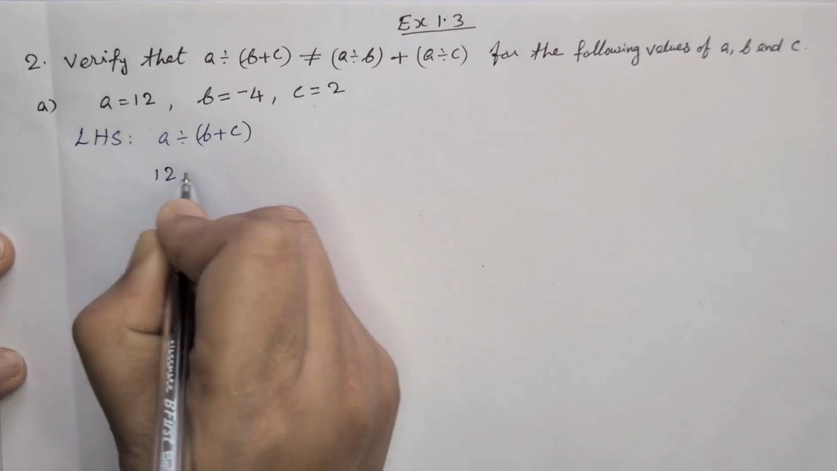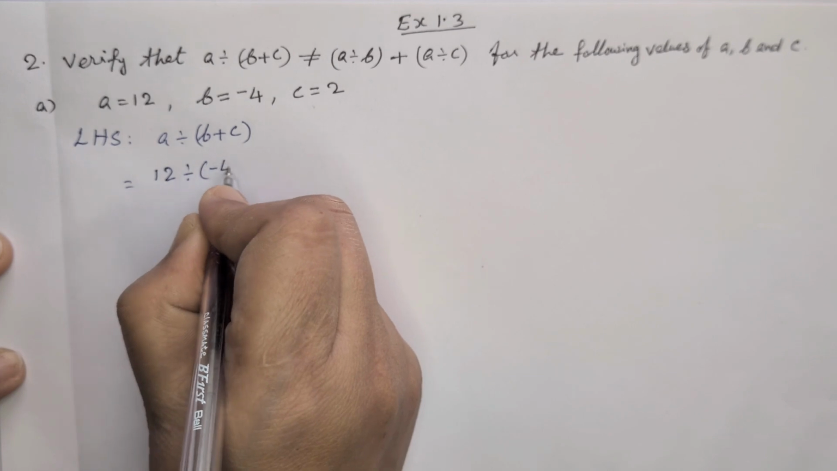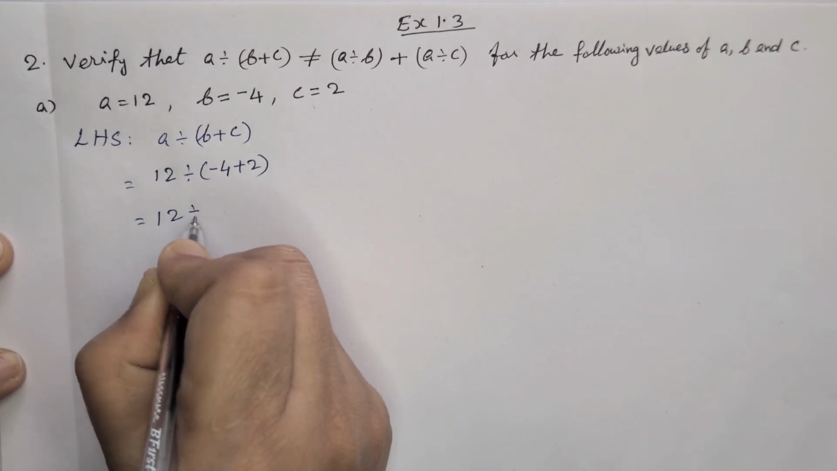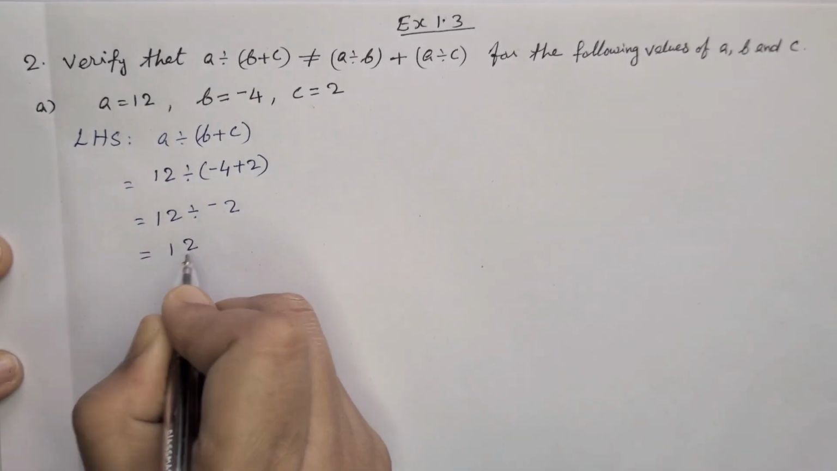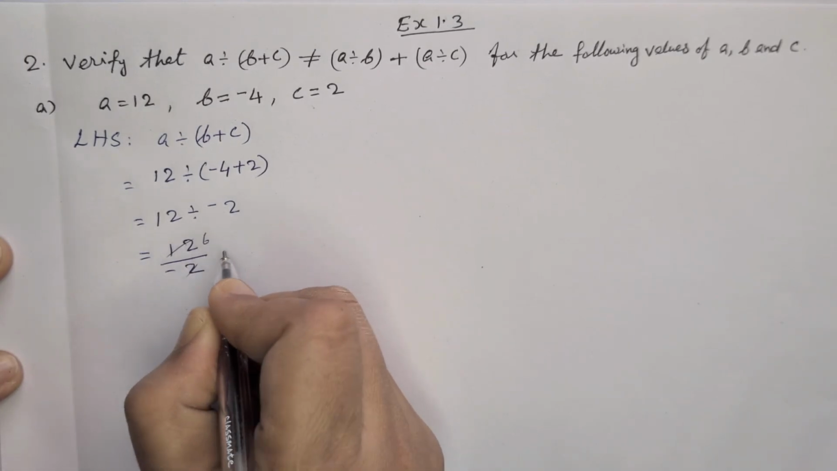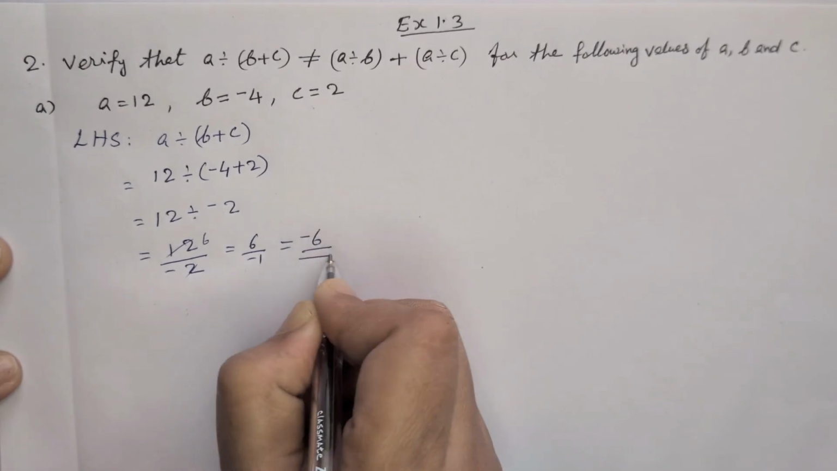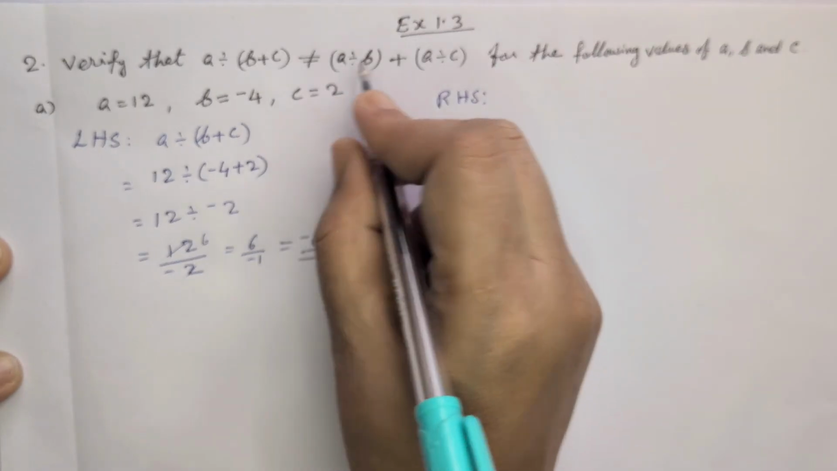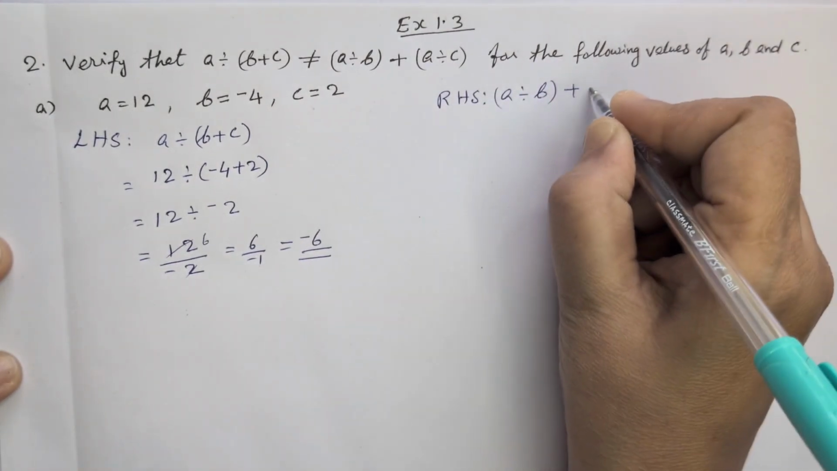We are going to replace a, b and c by the numbers. A is equal to 12, that divided by, in place of b, minus 4 plus 2. 12 divided by minus 4 plus 2, minus 2 is equal to 12 by minus 2. We can divide by 2 6 times. So 6 by minus 1 is equal to minus 6. Now the RHS, right side. A divided by B plus A divided by C.